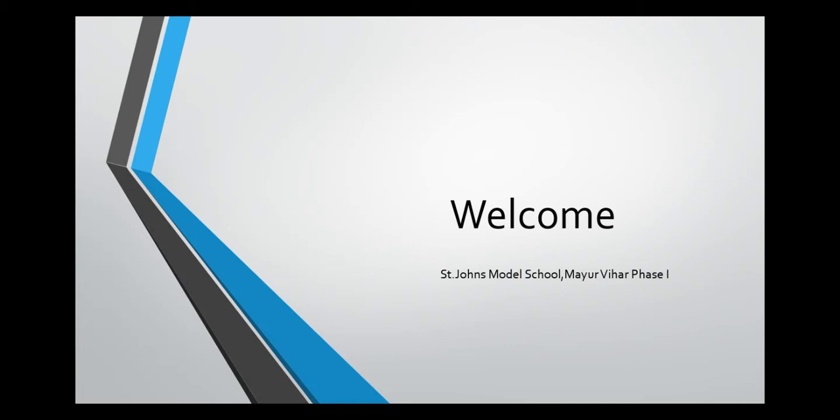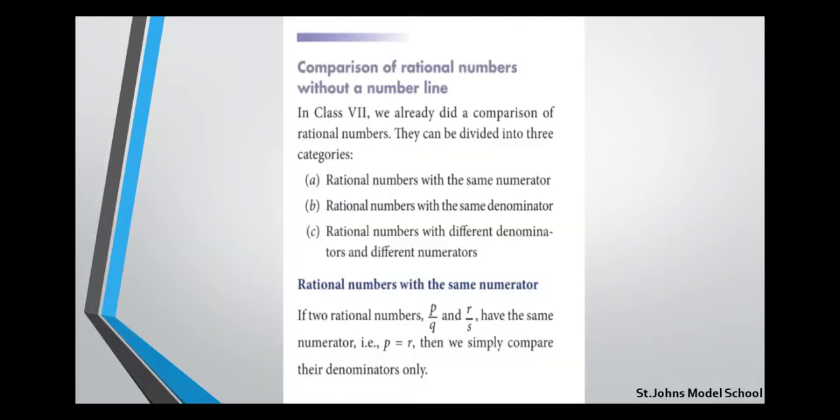Welcome children. Today we are going to start comparison of rational numbers without a number line. The whole process is divided into three categories: rational numbers with the same numerator, rational numbers with the same denominator, and rational numbers with different denominators and different numerators.